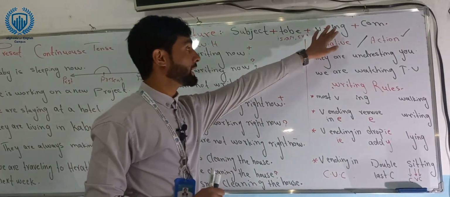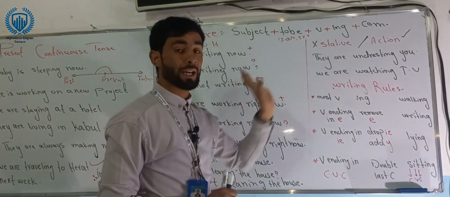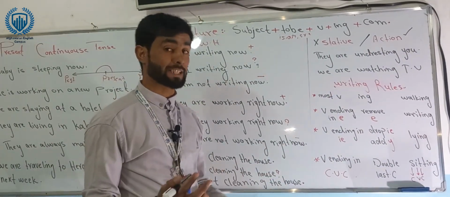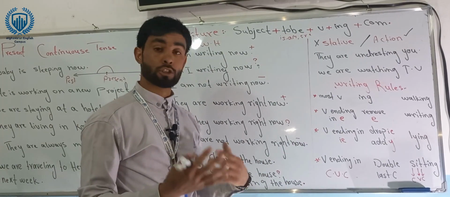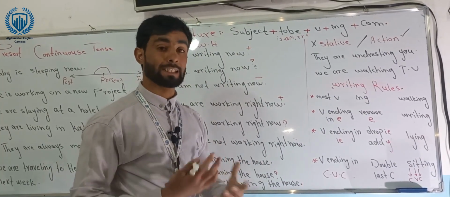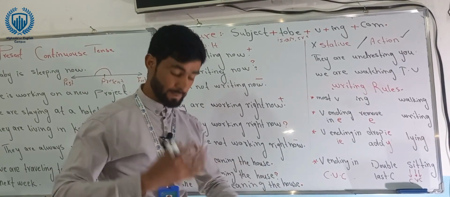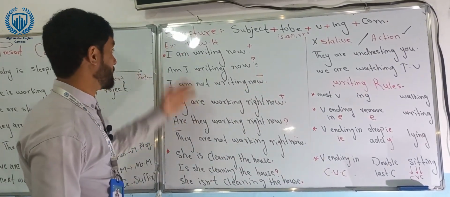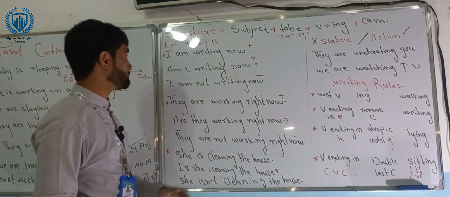Then the verb plus ing. At the end of the verb, we have to have ing. Then the complement. The complement could be a time expression, could be an object, or could be whatever, such as at the moment, right now, now, today. So these time expressions could be used in the complement. We have sentences here as well.